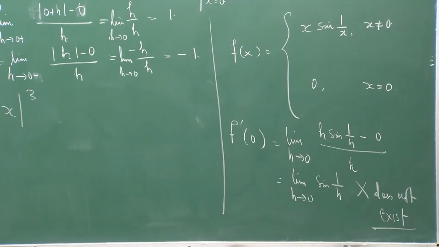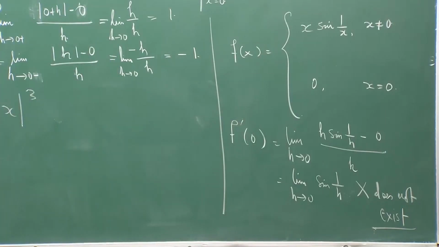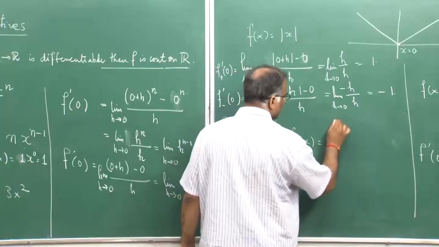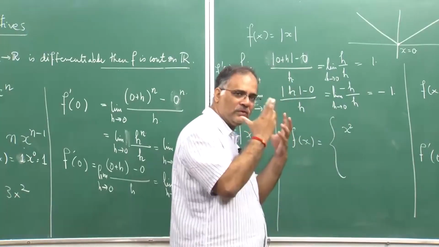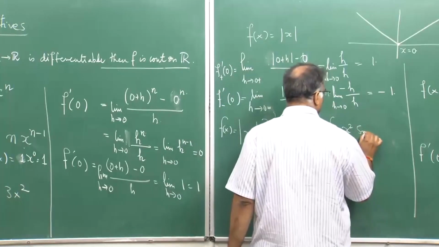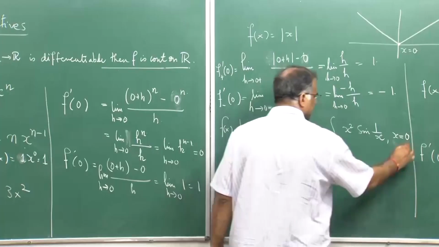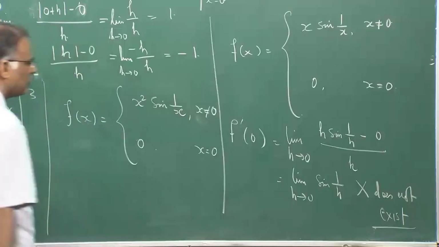So, here is an example of a function that is continuous, where we have made it continuous artificially by using this technique of removable discontinuity, and the derivative does not exist. However, if you change the function a bit, you see why you put x square, squaring is always some sort of smoothing, a regularization sort of thing, x square sine 1 by x for x not equal to 0 and is 0 when x equal to 0.